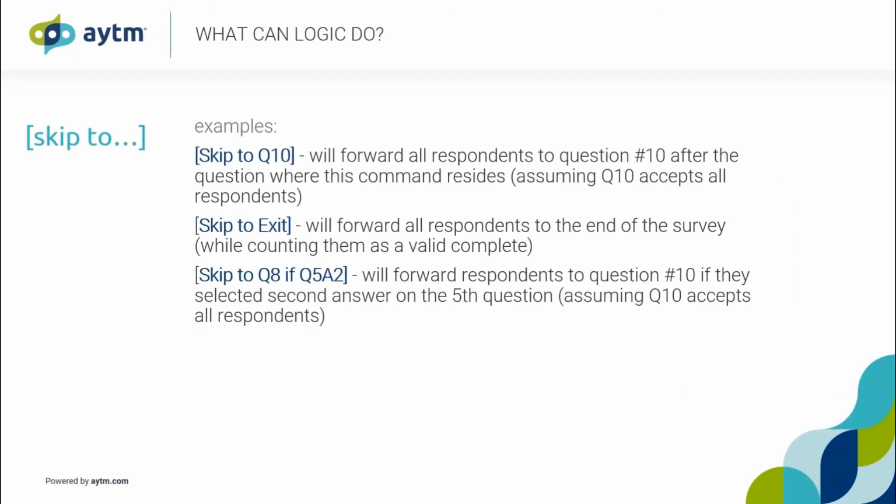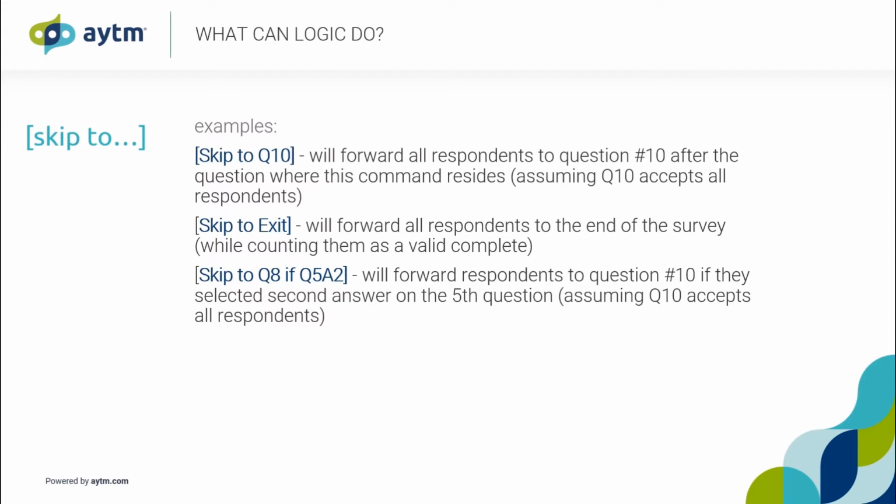One of the things logic can do is skip questions. The skip to command is really useful when you want to direct respondents to jump ahead to a new section of the survey based on their answers. It bypasses all the questions in between where they meet the criteria and where you tell them to end up. Here are a few examples on the screen, and I'll show you visually how this alters your survey flow.